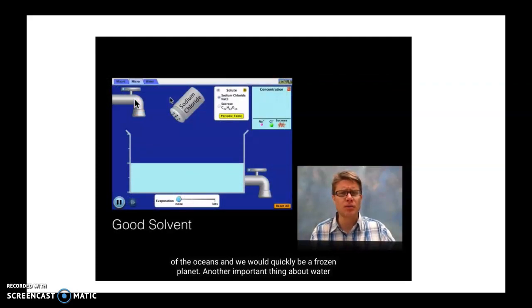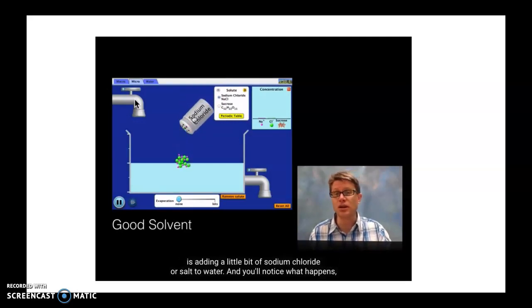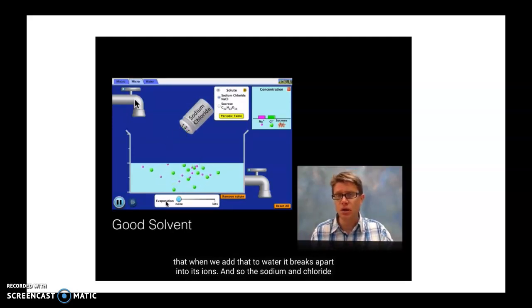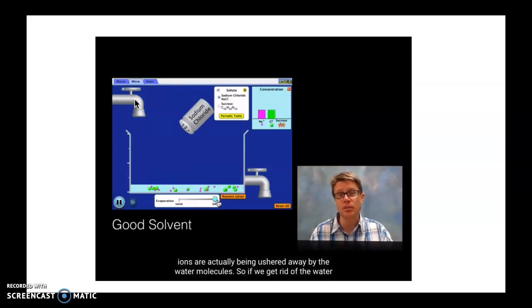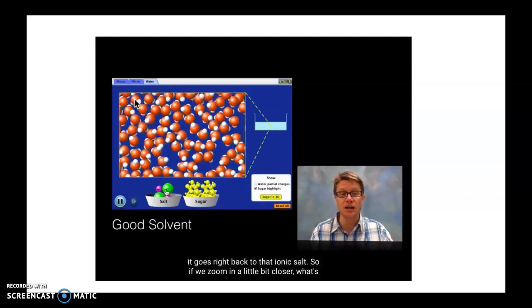Another important thing about water being polar is that it's a good solvent. And so this is a PhET simulation. What I'm doing is adding a little bit of sodium chloride, or salt, to water. And you'll notice what happens: when we add that to water, it breaks apart into its ions. And so the sodium and chloride ions are actually being ushered away by the water molecules. So if we get rid of the water, it goes right back to that ionic salt.